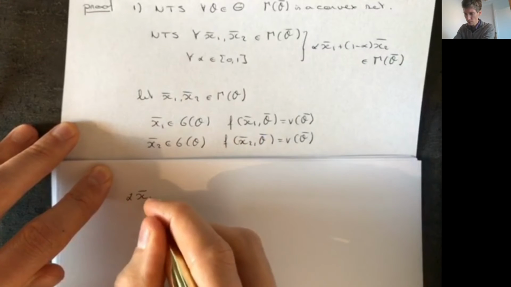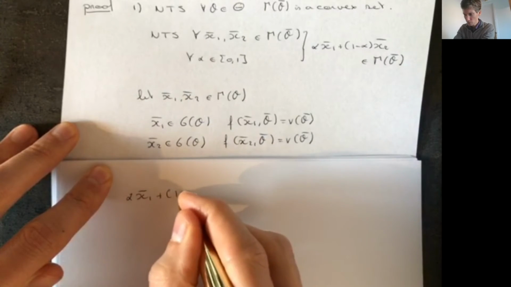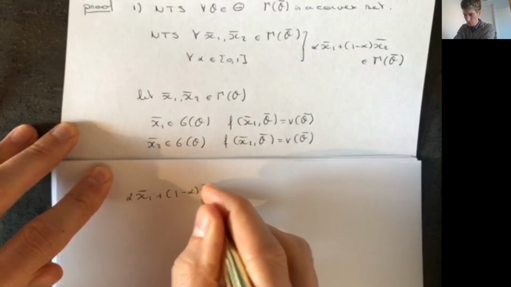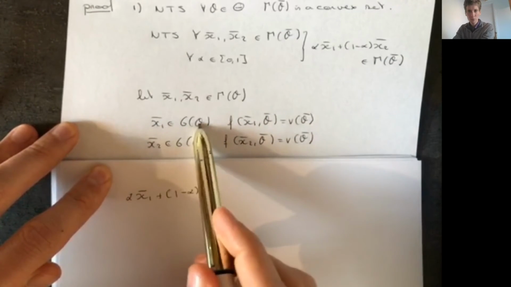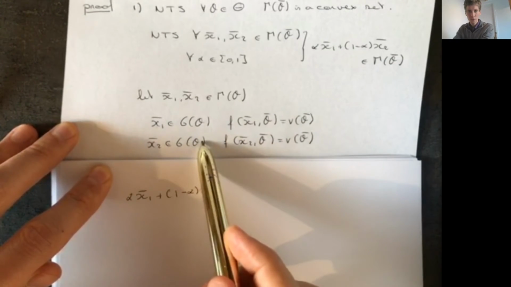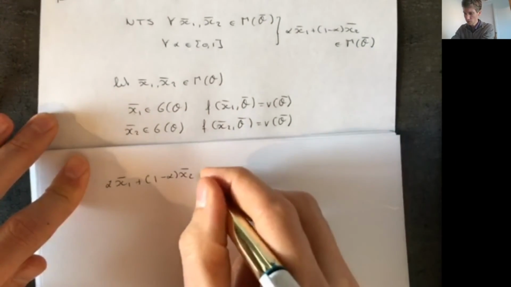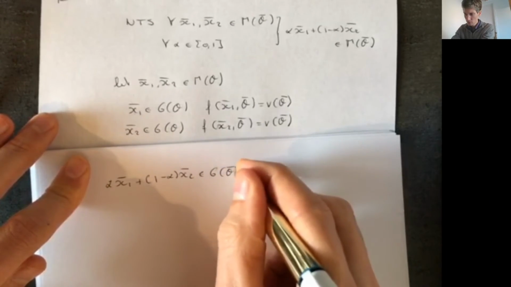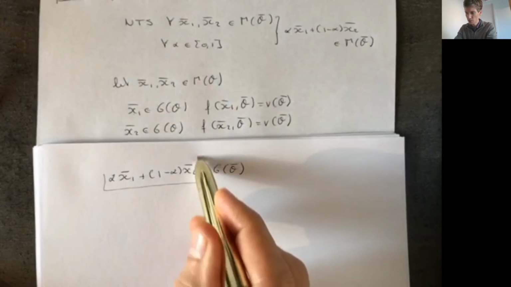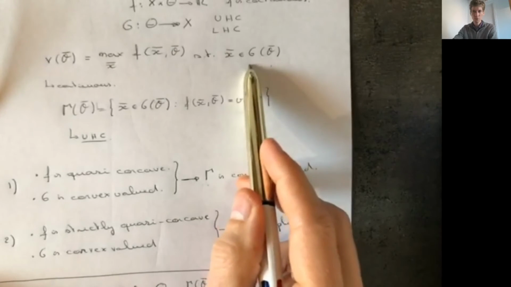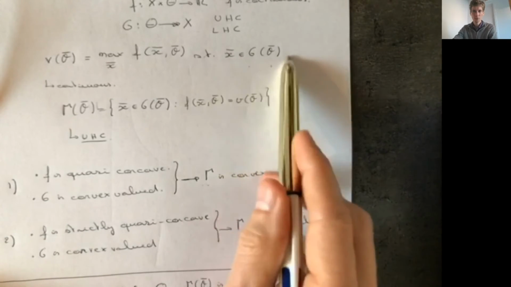So let's take an alpha between 0 and 1. So we can take alpha x1 plus 1 minus alpha x2. And because x1 is in g of theta, x2 is in g of theta, and remember g was assumed to be convex valued, we know that this here is also in g of theta. So this vector, alpha x1 plus 1 minus alpha x2, is feasible, so it satisfies the restriction of the maximization problem.